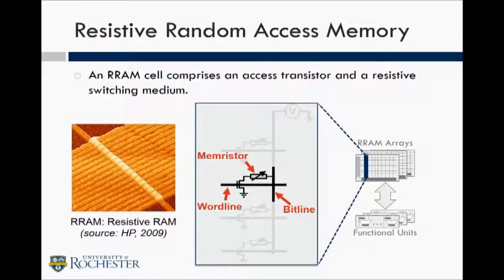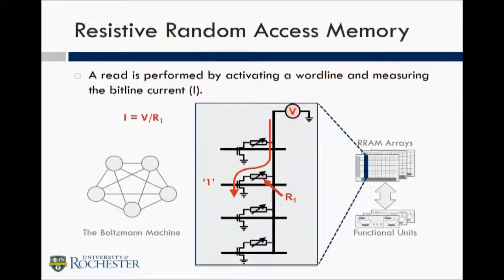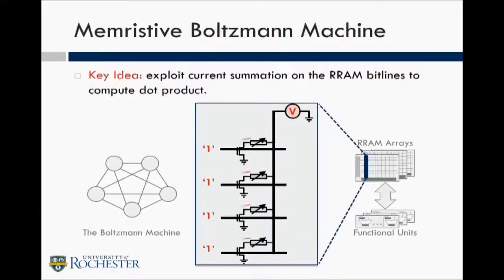We rely on resistive random access memory. At a very high level, an RRAM cell comprises one access transistor and the resistive switching medium, which is connected to a bit line and a word line as shown in this picture. When you want to do a read, you simply activate the corresponding word line and measure the bit line current that you are driving. It's also possible to connect multiple such cells in parallel to the bit line and turn them all on at the same time.